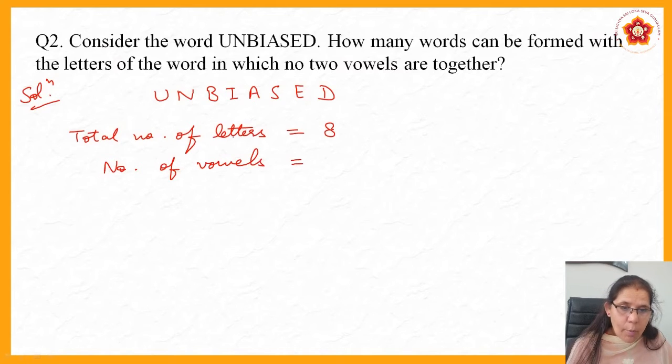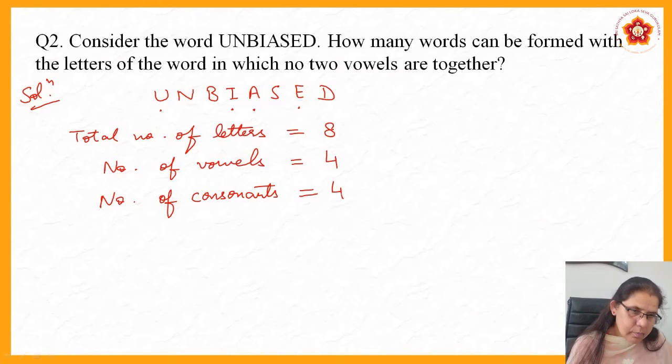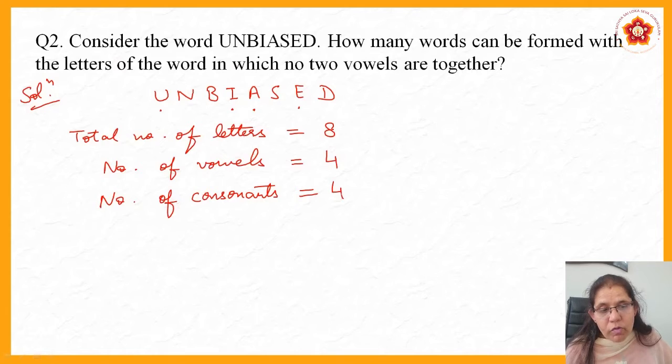And how many vowels are there? U is a vowel, I is a vowel, A is a vowel, and E is a vowel. So we have got 4 vowels. If you leave aside the vowels, we are left with consonants. How many consonants are there? We have 4 consonants. So in the word unbiased, we have 4 vowels and 4 consonants.